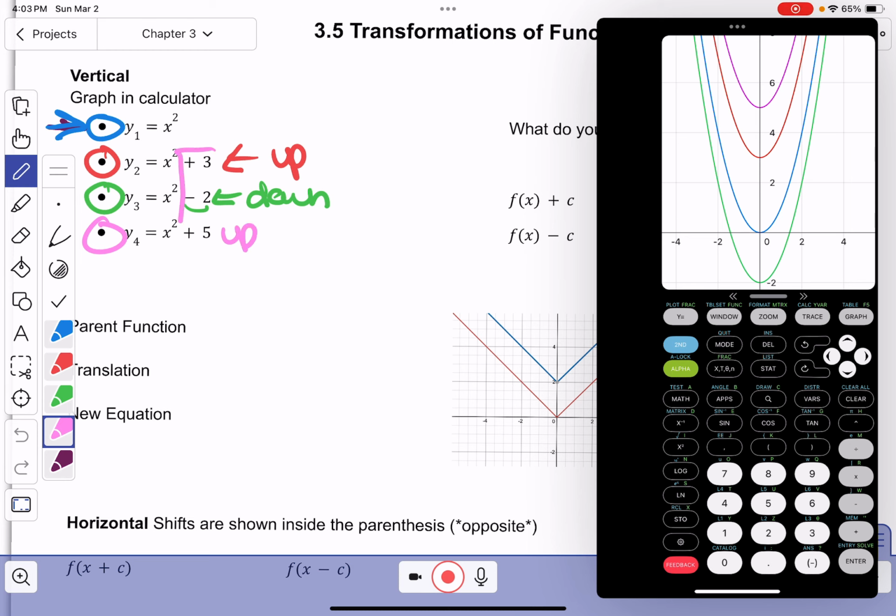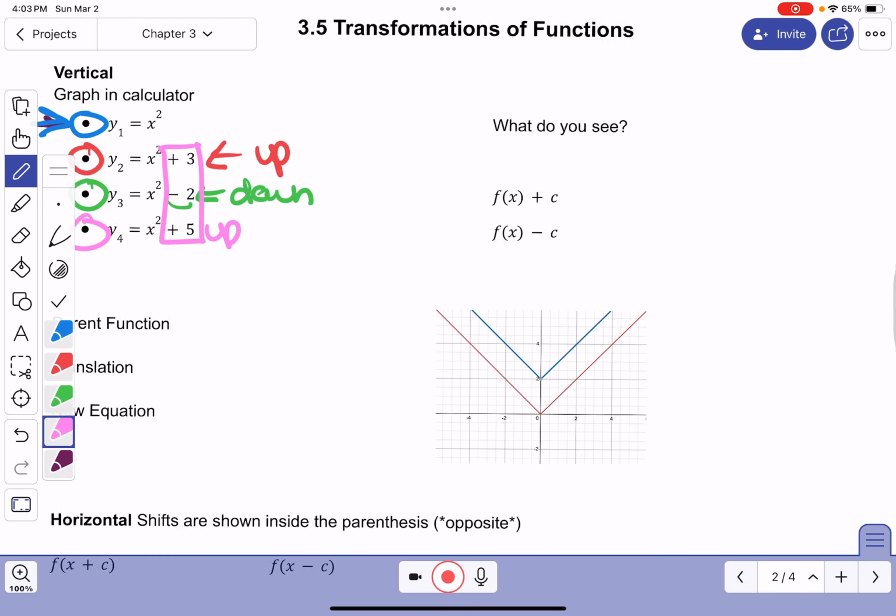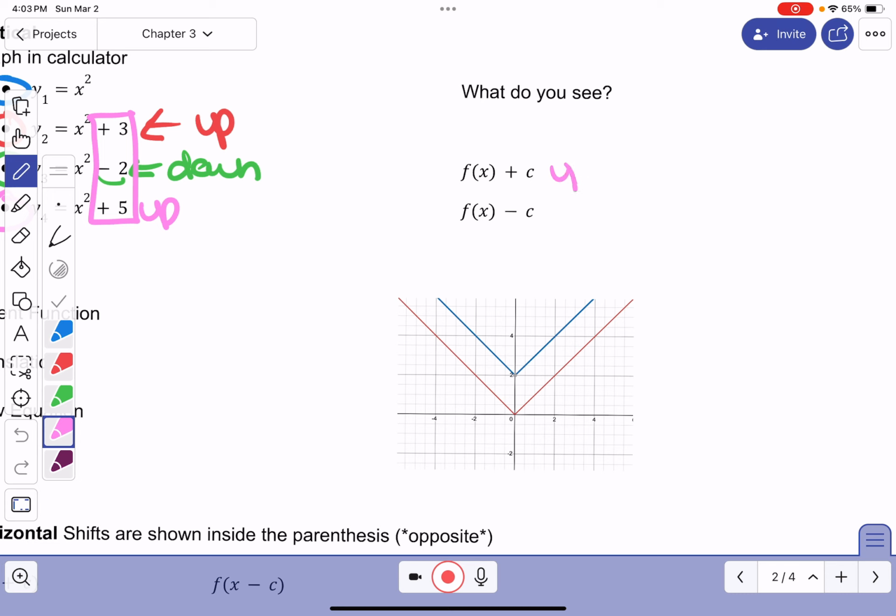So what this number does to an equation is it translates or slides. We also call them a vertical shift. So when you're adding a number, you're going to move the graph up. When you're subtracting a number, you're going to move the graph down.